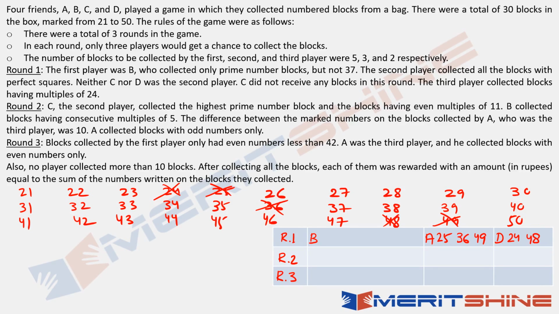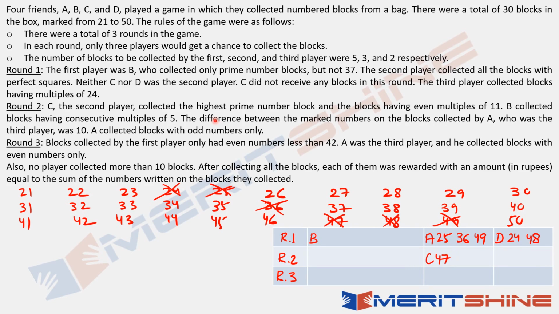Let's come back to this place. Round 2 now. Round 2 says see the second player. Now whenever you see something, just write it down. See the second player. So the moment I look at it, I'll just write it here. See the second player collected the highest prime number block. Highest prime number among all these numbers. Which is the highest prime number? 50, 49, 48, they're not prime. It's 47. The moment I look at it, I'll just write 47 here and I'll cancel 47 from here. So this becomes 47, right?